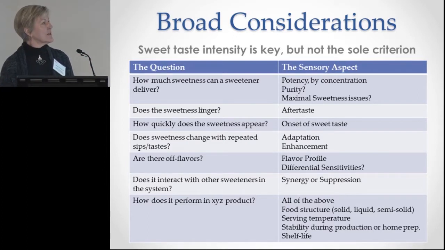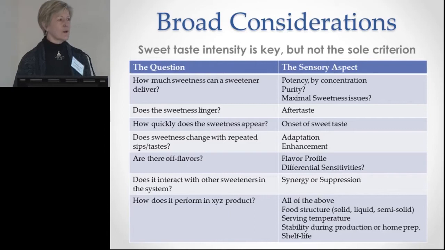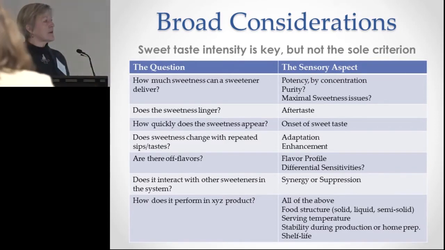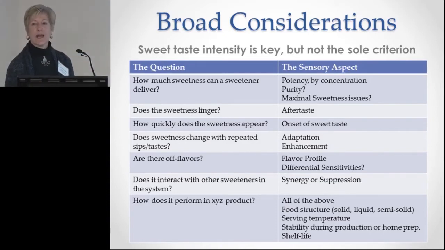So when you consider a sweetener for a food system and what it's going to contribute, certainly sweet taste intensity is the key thing, but it's not the sole criterion. And as you can see, my list kept getting longer and longer as I thought about it. All the questions that we get into in considering it for use in a food, and then there's a lot of sensory aspects to it that I can actually measure. So the first question, how much sweetness can a sweetener deliver? We talk about potency, purity, maximal sweetness issues, does the aftertaste linger, et cetera, et cetera.